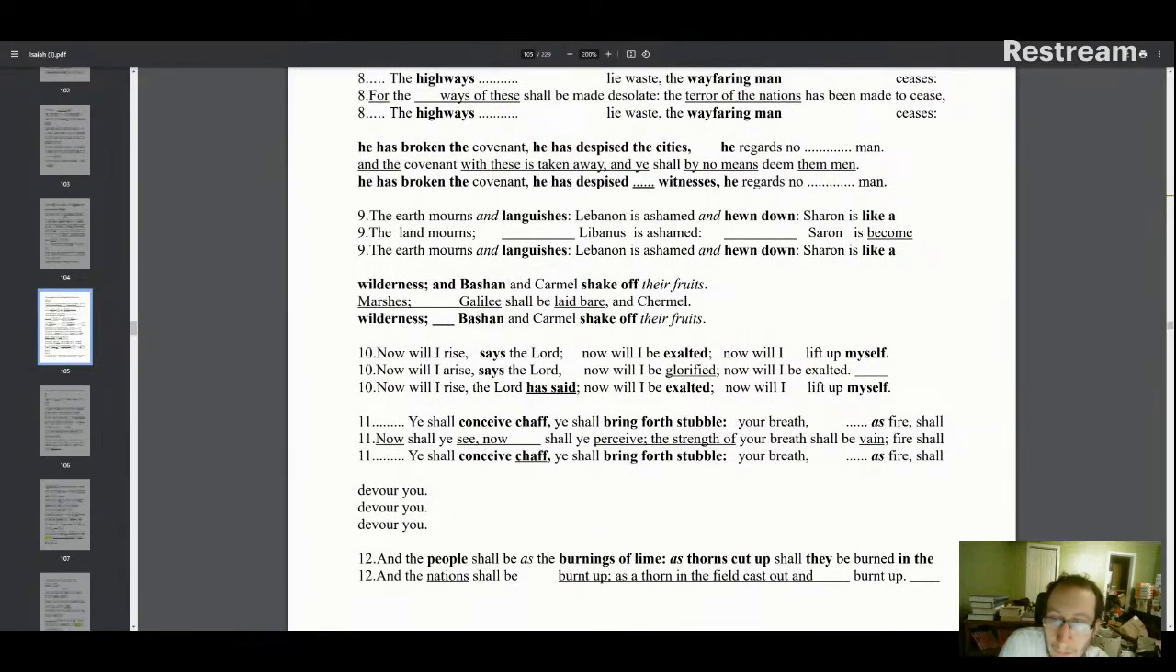The Septuagint often does this where it combines two different words that mean basically the same thing into a single one. So we have here the earth mourns, languishing. The Septuagint just condenses it and says mourns. Here we have again, Lebanon is ashamed, hewn down. The Septuagint condenses it, just says is ashamed.